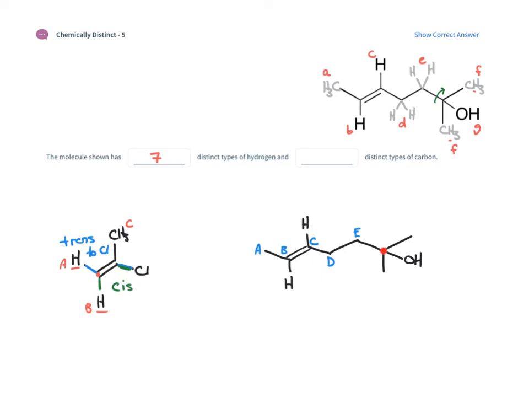Then we have this carbon here that we ignored before because it didn't have any hydrogen. But if you're figuring out the distinct types of carbon, that is a distinct carbon type. So that will be F. And then the 2 methyl groups are still equivalent. Those will each be G. So this molecule has 7 distinct types of carbon.